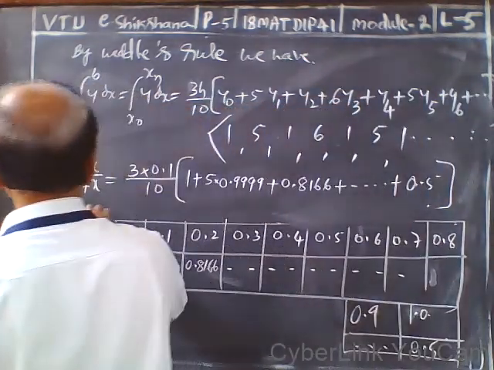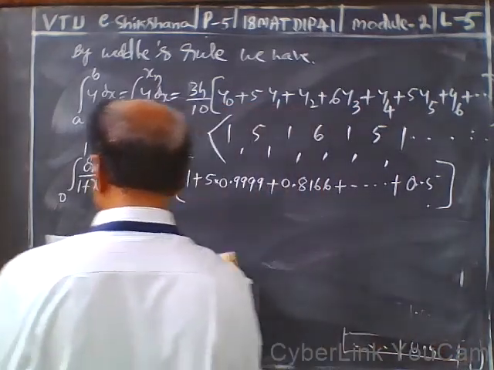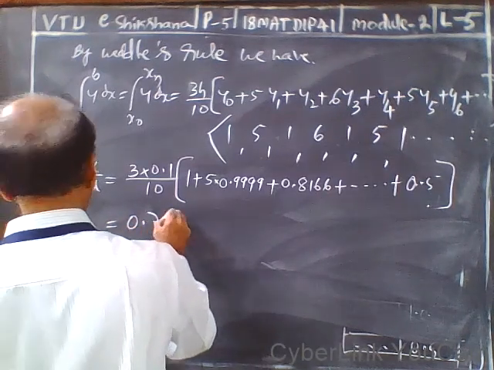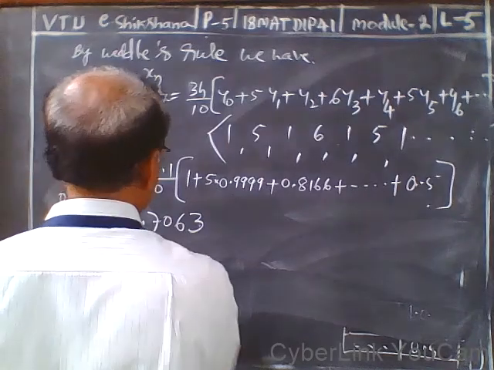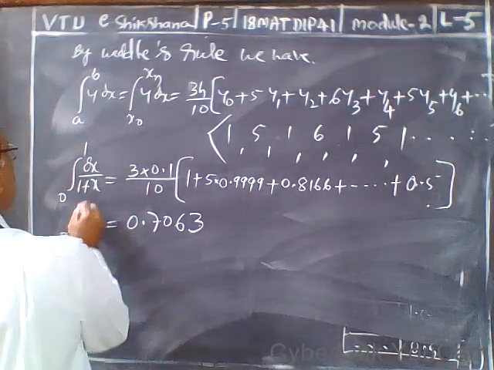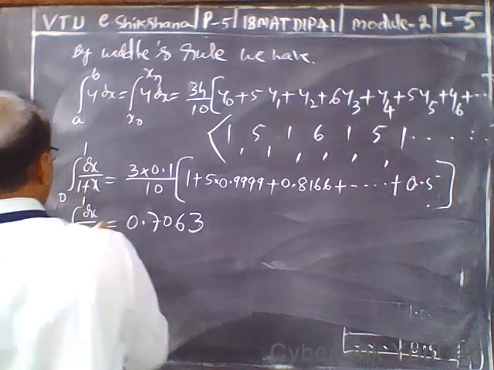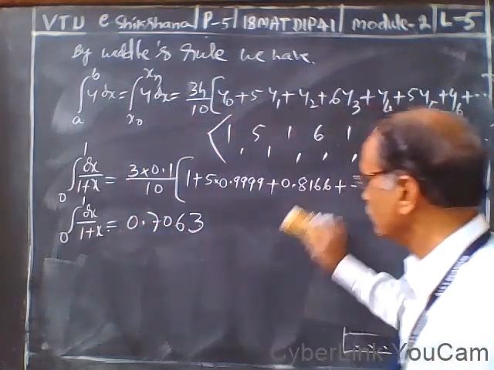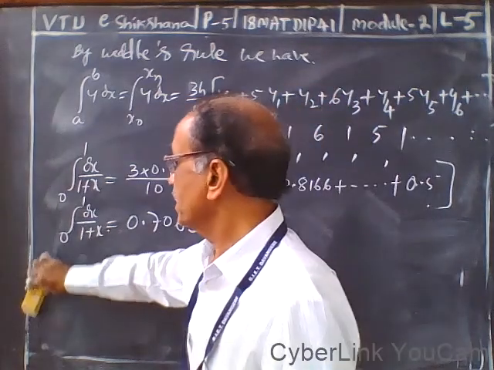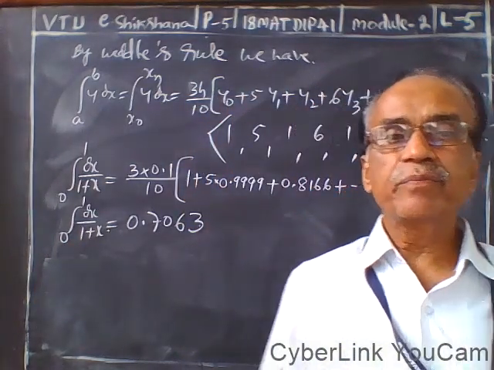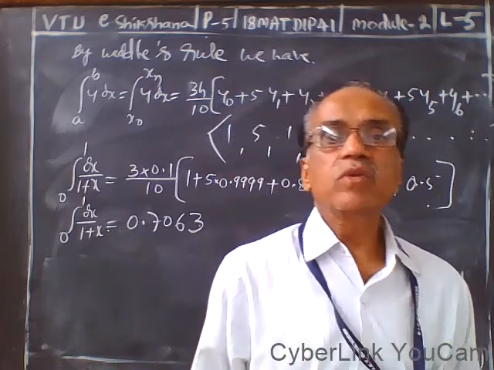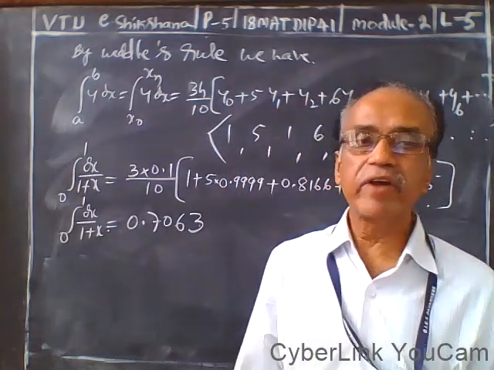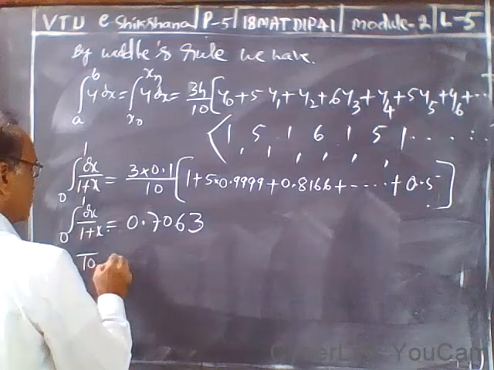Then the calculation from this table comes to be 0.7063 as per the numerical integration of dx divided by 1 plus x. In this problem you need to calculate the value of log 2. Log 2 will not come by the numerical method, but by the direct method you have to do that, and you have to compare that value with the right side term of the equation. Okay, now I will write to find log 2.